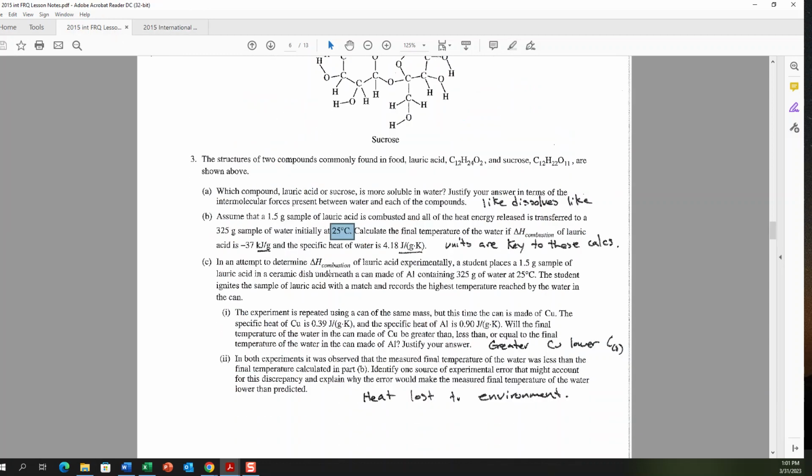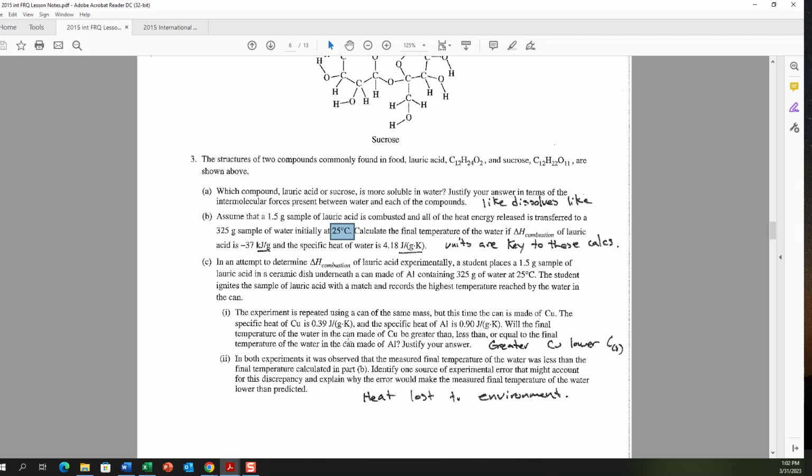In an attempt to determine the molar heat of combustion of lauric acid experimentally, a student takes 1.5 grams of lauric acid in a ceramic dish underneath a can made of aluminum containing 325 grams of water at 25 degrees Celsius. The student ignites the sample of lauric acid with a match and records the highest temperature reached by the water. The experiment is repeated using a can of the same mass, but this time the can is made of copper. The specific heat capacity of copper is 0.39. The specific heat capacity of aluminum is 0.9. So aluminum has a higher heat capacity.